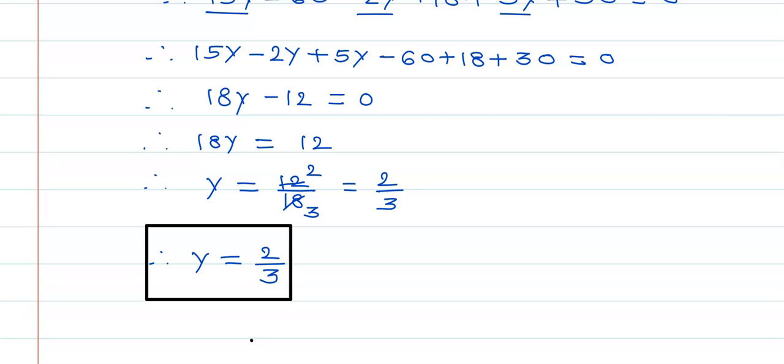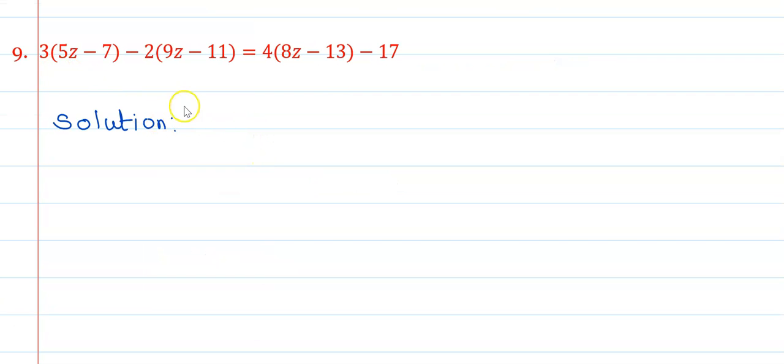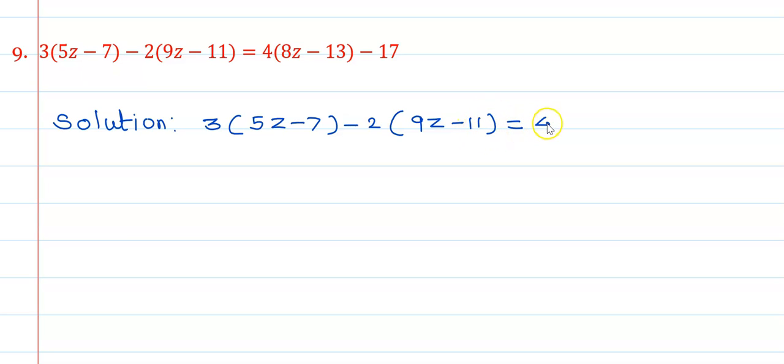Take the next example: 3 in bracket 5z minus 7, minus 2 in bracket 9z minus 11, equals 4 in bracket 8z minus 13, minus 17. Now simplify here.